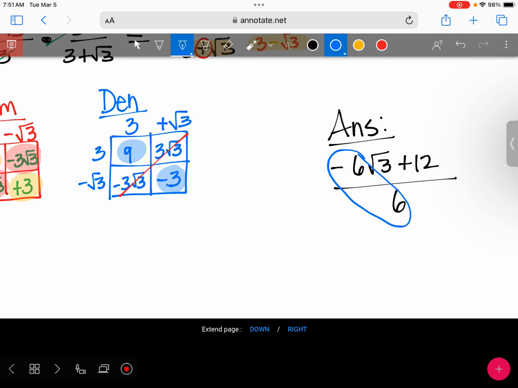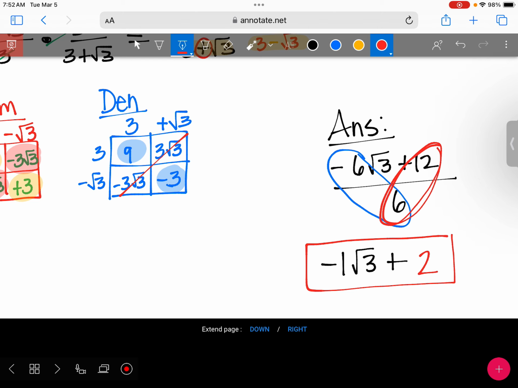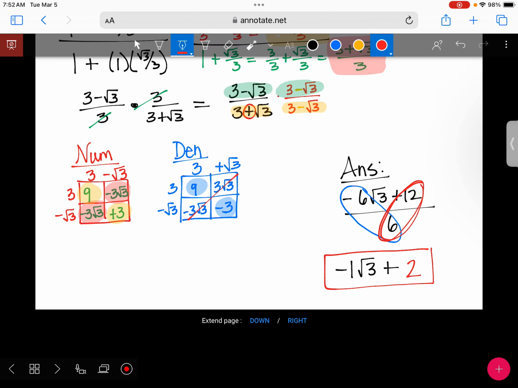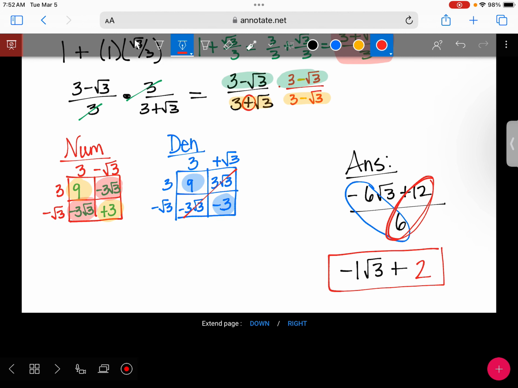So negative 6 divided by 6 would give me a negative 1 root 3. And then I'm going to do the same thing and divide these two numbers. And 12 divided by 6 is 2. Oh, and it looks like a little heart, kind of. Oh, there's love in the air. Now, just know, too, that this could also have been written as 2 minus. So these two can reverse.